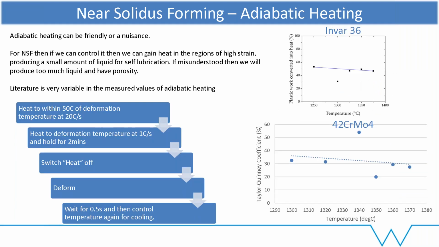And then you can see here for two different materials, the Invar typically is about 50%, whereas we drop down to about 30% for the 42 chrome moly steels. Important for us to do that. So that's quite, particularly again, these high strain materials, 30% is still a significant amount of energy that you're turning into heat.